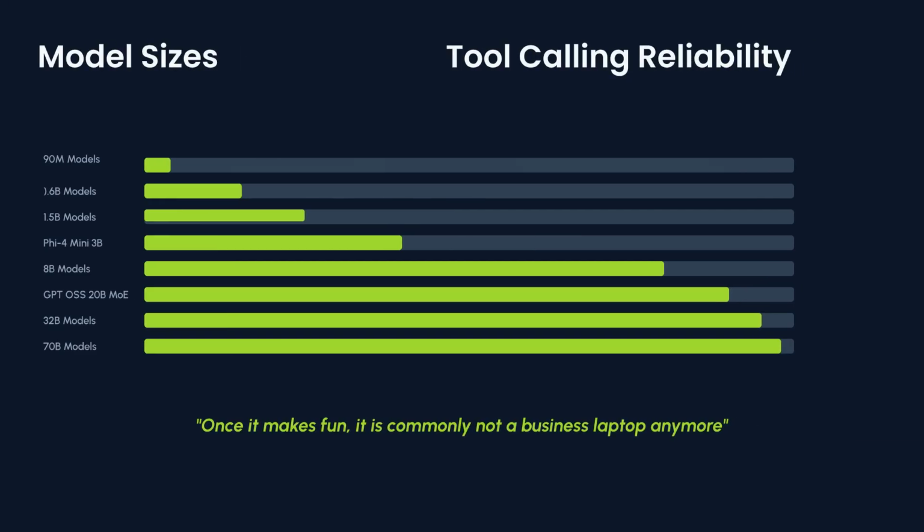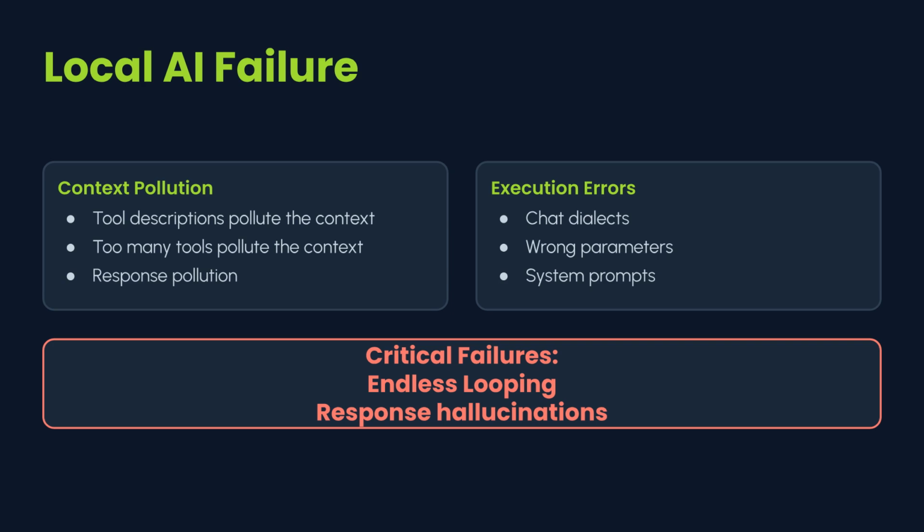As this graph shows, there is a clear trade-off between model size and tool calling reliability, often influenced by the hardware you are using. When implementing local AI, common failures include context pollution and execution errors, which can lead to critical issues like endless looping or hallucinations.